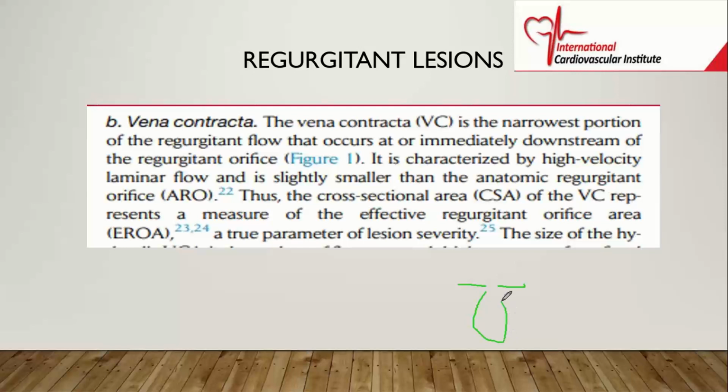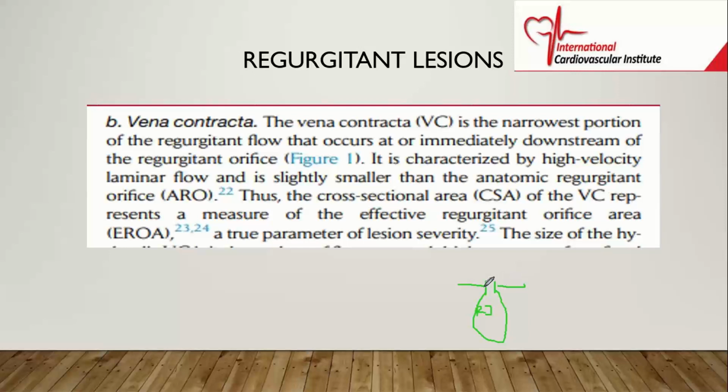The regurgitant jet you're going to have down here. So let's call this RJ. This is the regurgitant jet. Then right at the orifice, you're going to have a narrow area. This is the width and the area through which your regurgitation came.